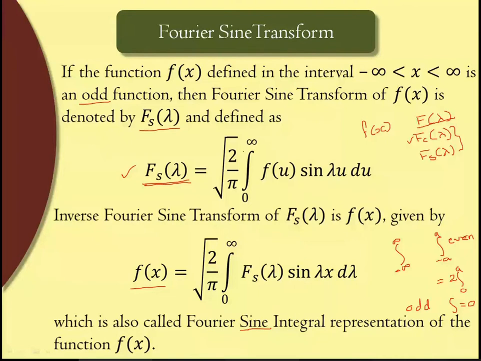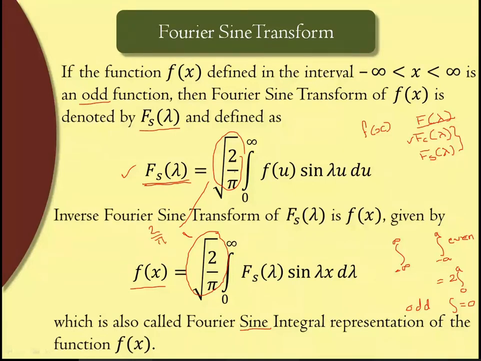In some books, you may find there is a different coefficient for this Fourier sine or cosine transform. Now, why there may be different terms? The only thing to check is which formula to use when. The product of these two terms has to be 2 by pi.